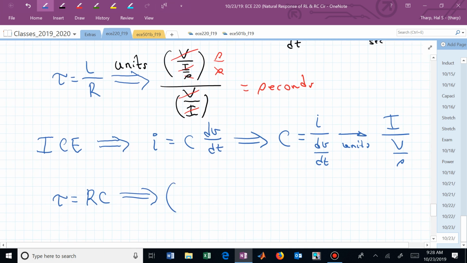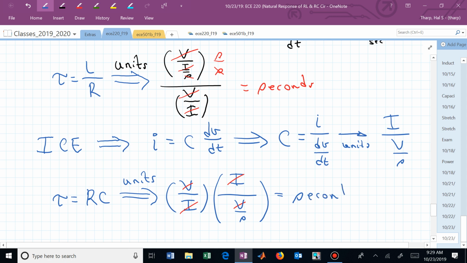And R, we started with Ohm's law, that was V over I. We multiply that by C, which is I over dV over dt. We do the appropriate cancellations, and we're left with S, or seconds, for the units on RC. So when we say a time constant of RC or L over R, hopefully now you are okay with calling that a time constant. It has units of seconds, or units of time.